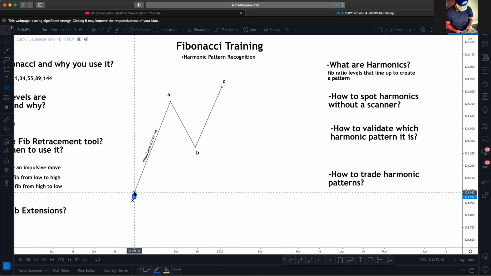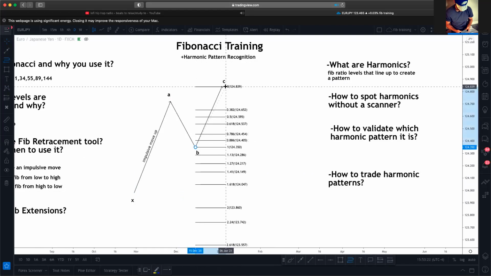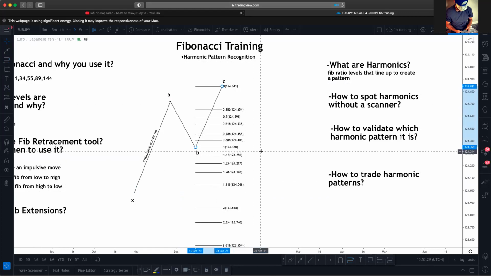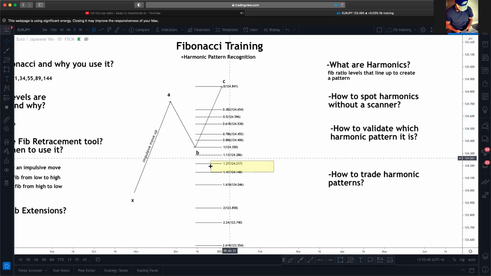Let's figure it out first. We're measuring B to C. So you got to do two measurements to find D every time. B to C, that first is going to be the 127 to the 2 extension. So I like to keep it at the 127 really. I don't like the 2 because it's always below the X. So I like to just highlight this area right here, the 127.